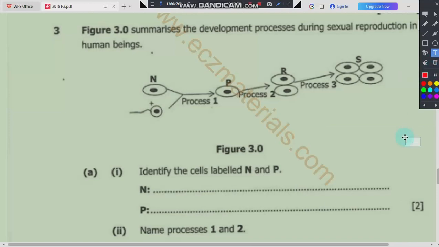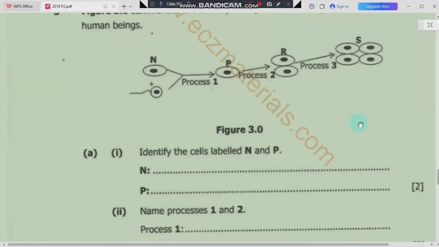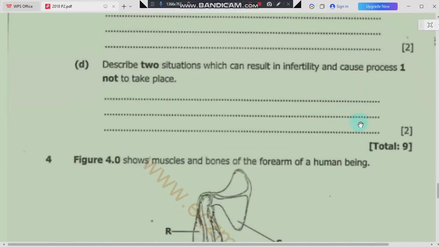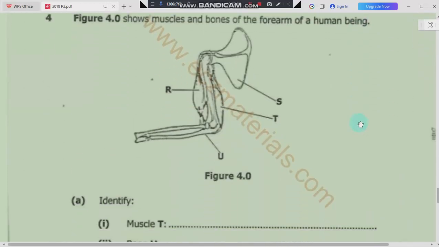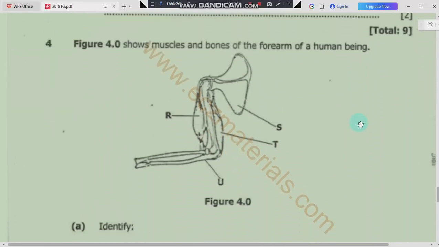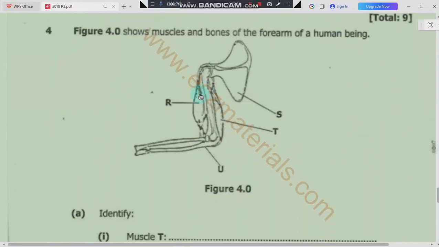Let's move on to another question. All right, so let's see. Oh, amazing, we are done. I think this one, we did it in our previous video. Just a quick revision, we said this is your bicep muscle and this is your tricep and this is your bone, the scapula, and this is your ulna.